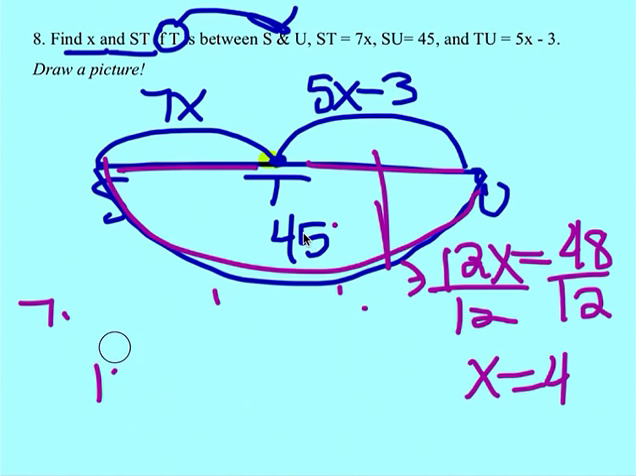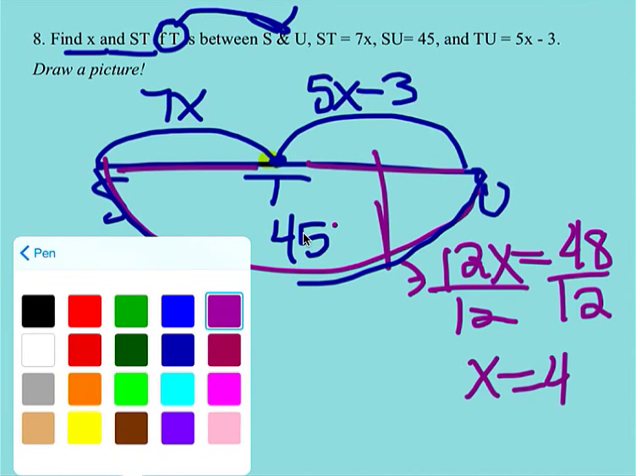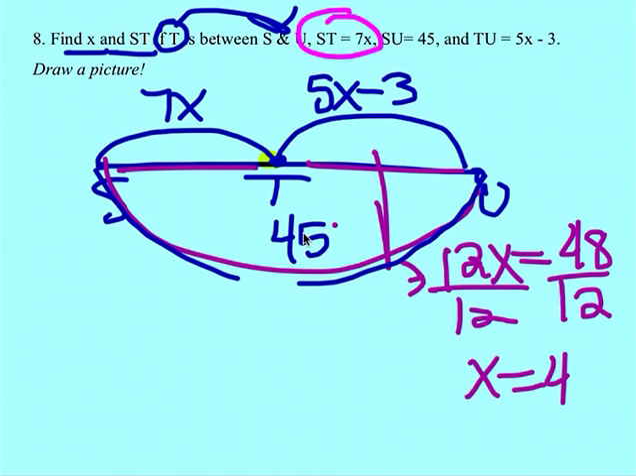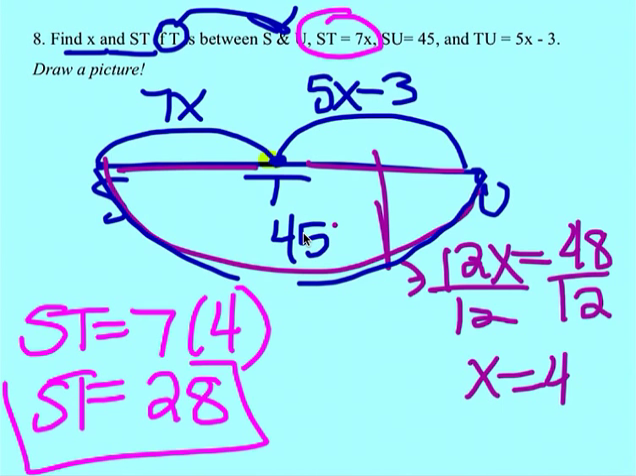So what I need to do is actually solve to get the length of ST. In order to get the length of ST, I need to plug that in. I know that ST is 7x, so instead of writing x, I'm going to plug in a 4. And 7 times 4 is 28. So ST is equal to 28 and x is equal to 4.